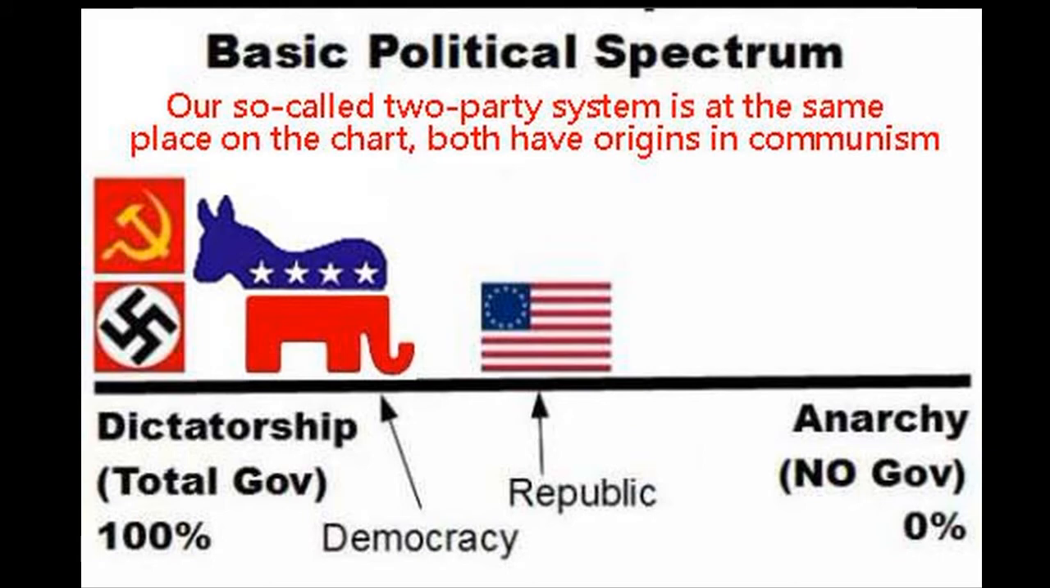This deception has divided and conquered this country. Now is the time to recognize this and start reasoning it out for yourself. The real basic political spectrum is from 100% rule of a dictatorship, total GOP, to 0%, like that of anarchy, no GOP. What is in between, you ask?